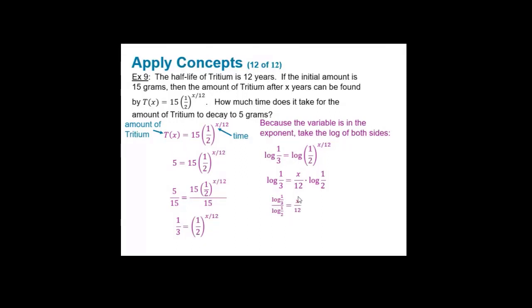My very last step is I'm going to multiply both sides by 12 because I want to get rid of this 12, and I'm dividing by 12. So the opposite of that is multiply by 12. So this is a pretty big expression to put in my calculator. But if I do, I get about 19.02. So 15 grams of tritium will decay to 5 grams after about 19 years.